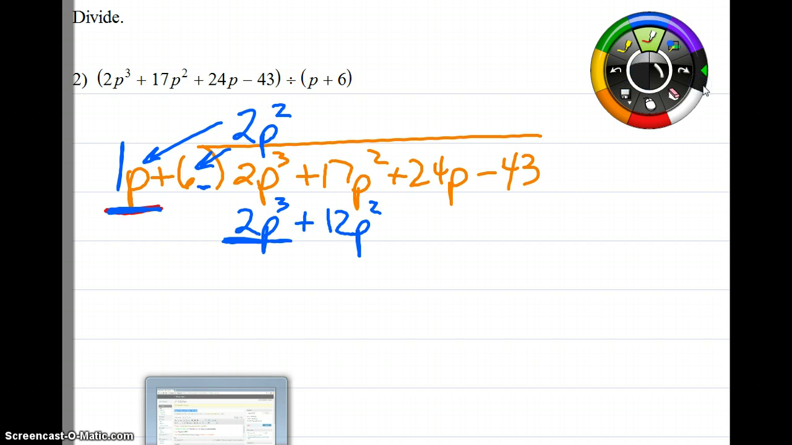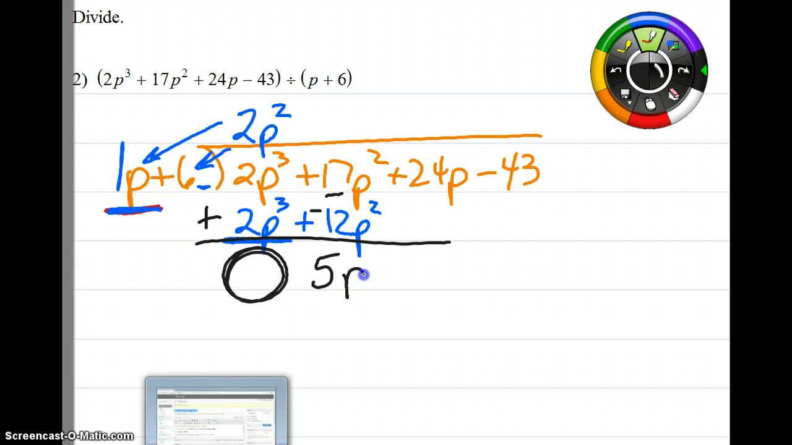Next process is to subtract. If you've done this right, this first term here will always be a 0. You can put that 0 in there, or you can just leave it out. Here I told you before, when you're subtracting, you can add the opposite, or when you're taking 17 minus 12, that's kind of easier to do. That would just be a 5p squared.